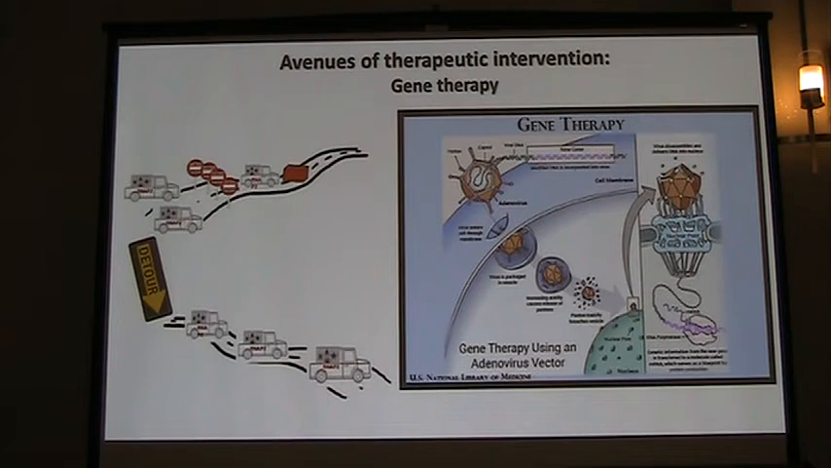And I'm not going to talk much about it. Susan is going to talk about it this afternoon. But gene therapy is delivering a functioning frataxin gene to a cell that doesn't have one, so that this truck can travel through the road, deliver its cargo, and frataxin protein can be made.